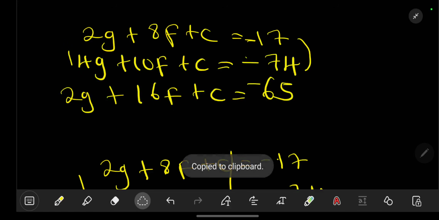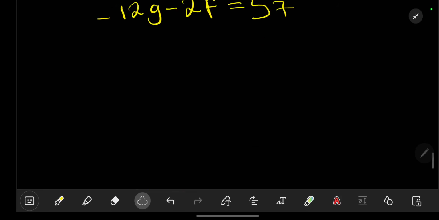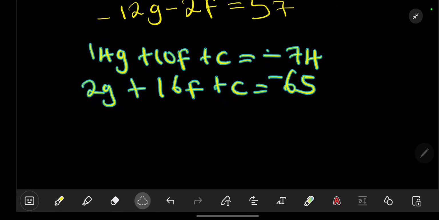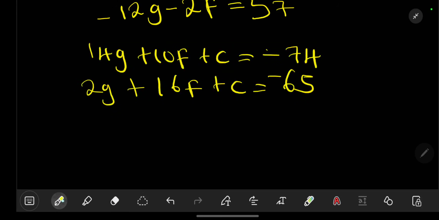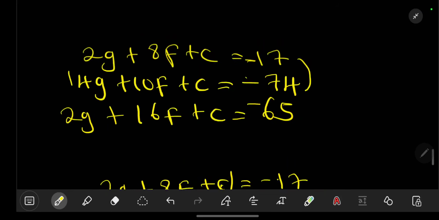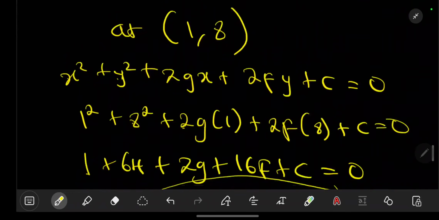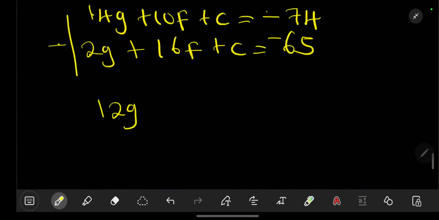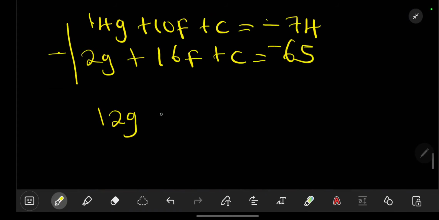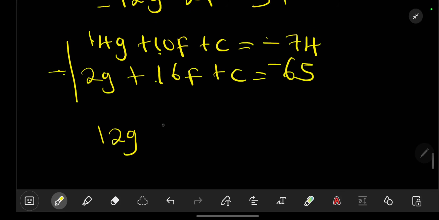So you have to get different equations so that you can come up with two separate equations which you can finally solve simultaneously. So same, c is lower, so we can introduce the negative. 14 minus 2 is 12g, like that. Yeah, let me just confirm. We have a 2g here. I just hope it wasn't 12. Where is it? Okay, so it's 2g, like that. So 14 minus 2, that's 12g. 10 minus 16, it's negative 6f.